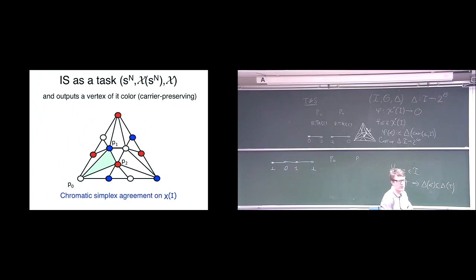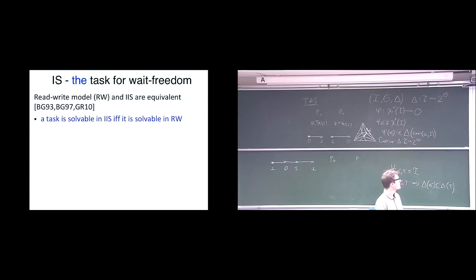It's chromatic because you only choose the vertex of your own color, and simplex agreement because the vertices you choose should constitute a simplex. Of course, if you have an immediate snapshot protocol, this is exactly the task you solve. Then you can iterate this solution, running it over and over again. You can apply the same task of chromatic simplex agreement on the subdivision of the simplex you get, and so on and so on. So what you get is that immediate snapshot as a task is what we call the affine task for read-write memory.